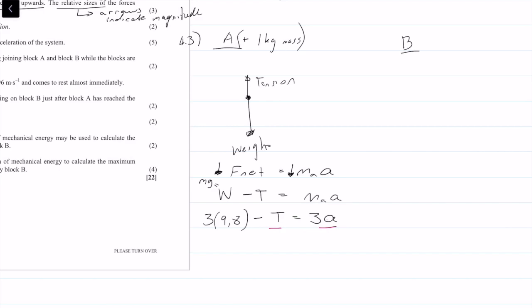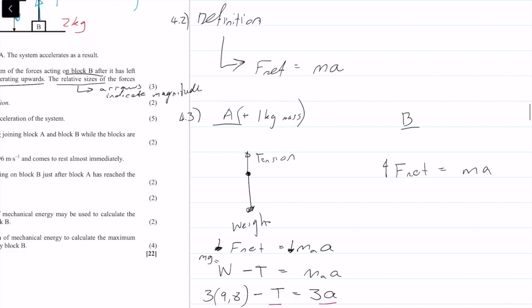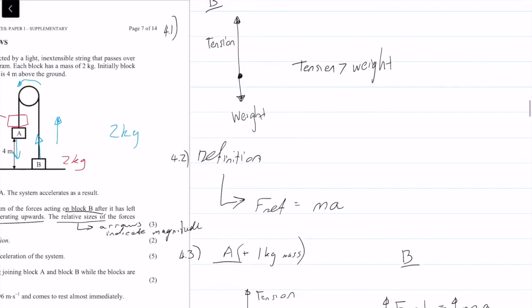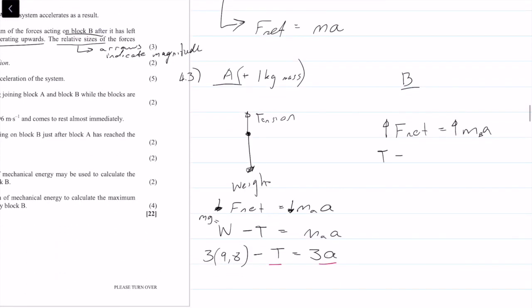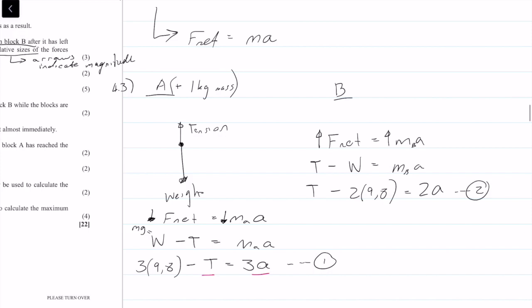Okay, so for block B, I want F net is equal to MA once again. Because my free body diagram moves upwards, I'm going to take upwards as being the positive direction. So the net force here is going to be tension, which is positive, minus weight, is equal to mass of B times acceleration. Tension is an unknown, weight is going to be our mass times gravity, which is 2 times 9,8, is equal to our mass, which is 2, times the acceleration. Okay, I'm going to label this equation 1 and this equation 2.